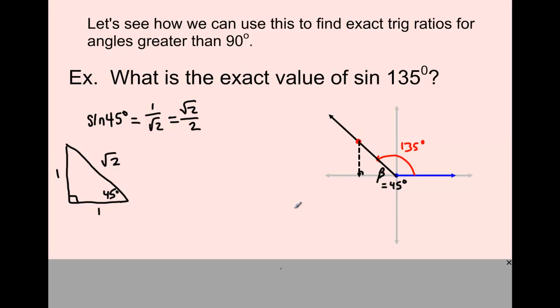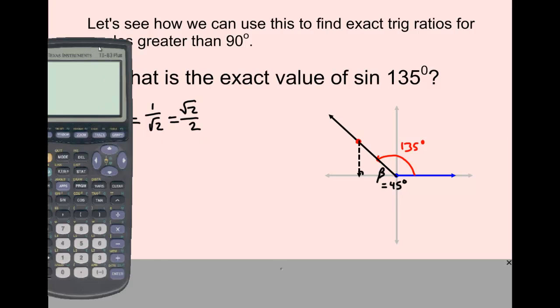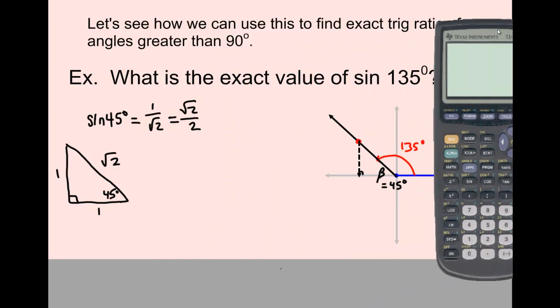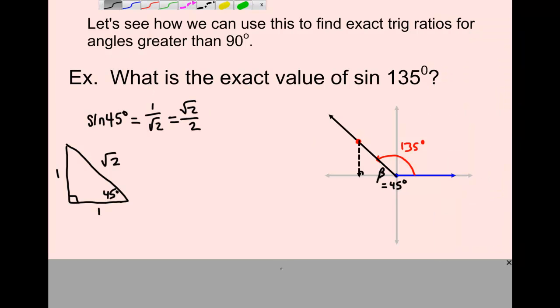Well, it turns out that beta, being 45 degrees, has a trig ratio of root 2 over 2. And I'll get my calculator back out here, and I forget what root 2 over 2 is as a decimal. So let me see here. Root 2 over 2 as a decimal is equal to 0.707. So let me just write this here.